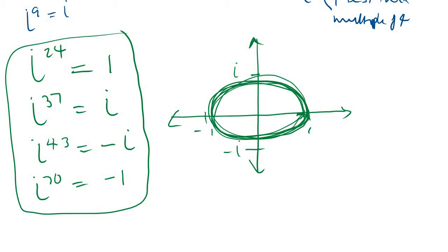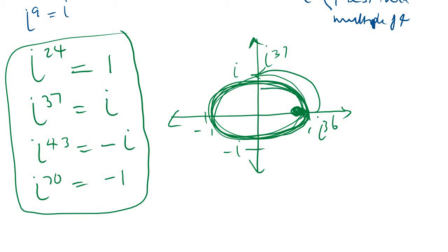37, I can keep on going, but I know every cycle I go around is a multiple of 4. But 36 will hand me over here. i to the 36 will be here. And so 37 will be one more. So i to the 37 is i. 43. Well, I go around. 40 will get me back to 1 over here. 40 will get me here. So 43 will be 41.